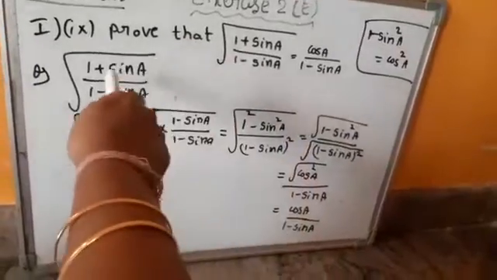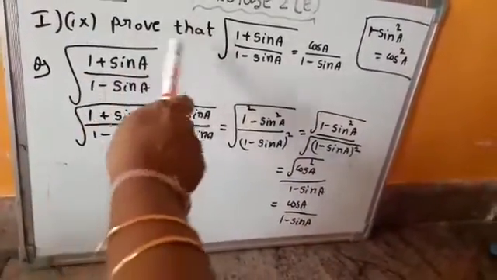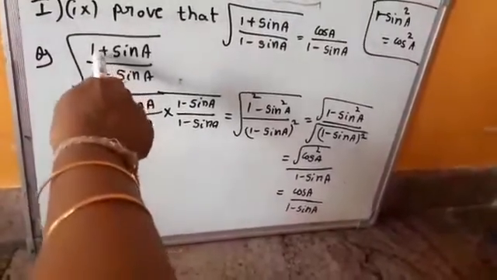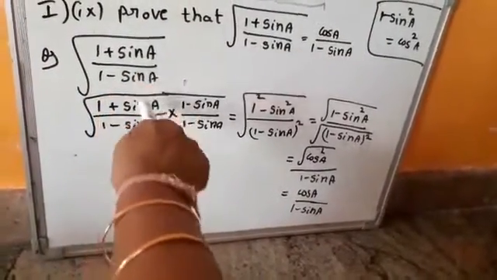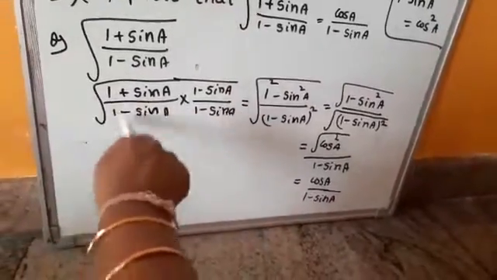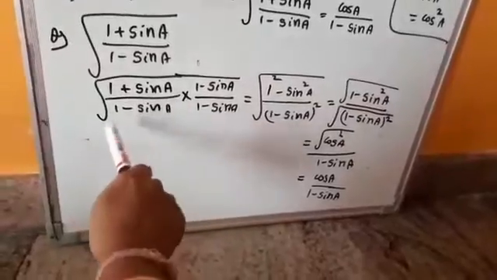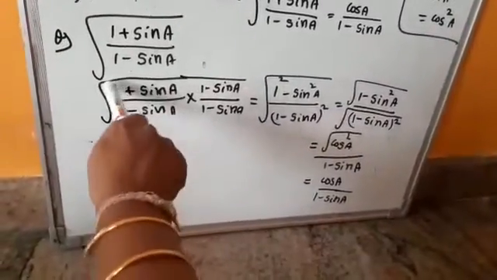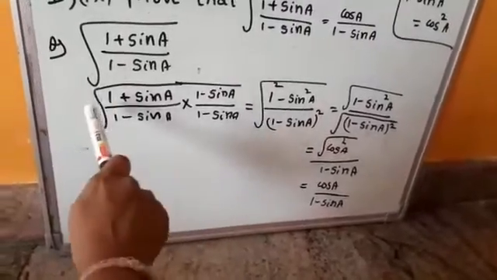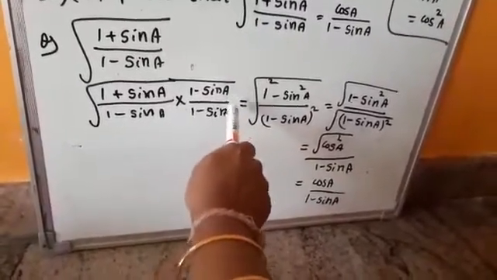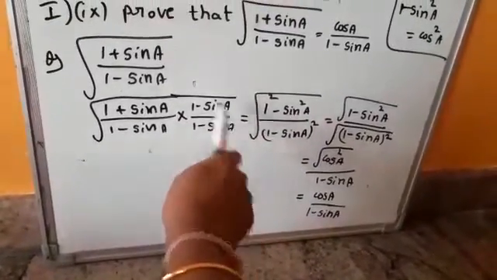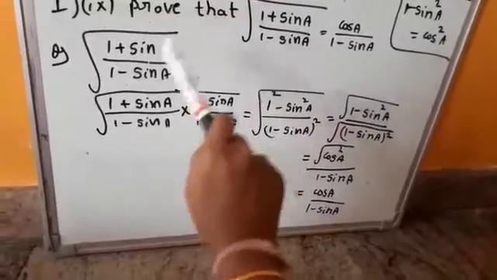First, we have to take the LHS part, square root of (1 plus sin a) divided by (1 minus sin a). See here, in the numerator 1 plus sin a is there, no? Take the opposite symbol, 1 minus sin a, and do division and multiplication. So, square root of (1 plus sin a) divided by (1 minus sin a), into the opposite symbol, (1 minus sin a) by (1 minus sin a). See here, (1 plus sin a) into (1 minus sin a). This is a plus b, this is a minus b. What is the formula of (a plus b) into (a minus b)? A square minus b square.